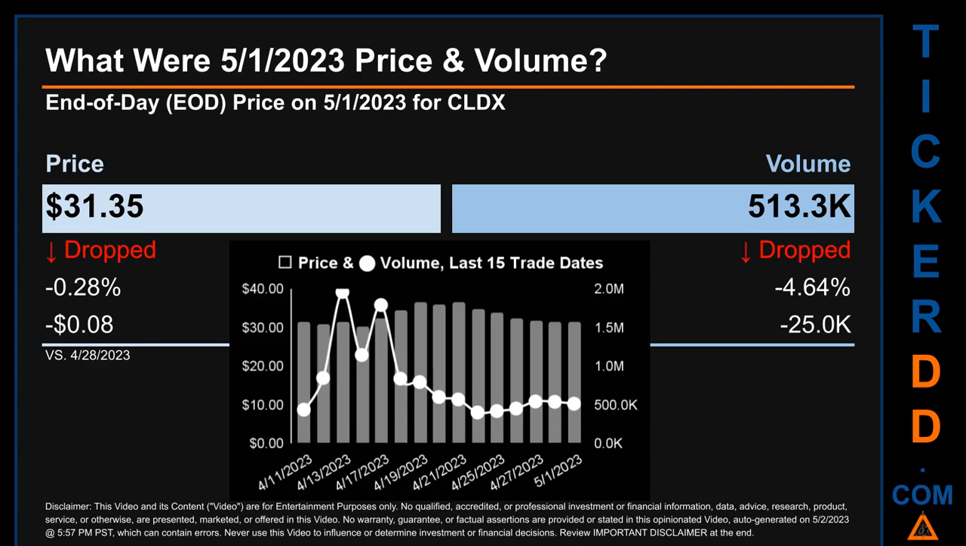The graph shows price and volume for the last 15 trade dates. Across a range of $6.33, the max and minimum end-of-day price were respectively 36.62 and 30.29. Volume saw a range of 1.6 million, from a day low of 400.2 thousand to a day high of 2 million.